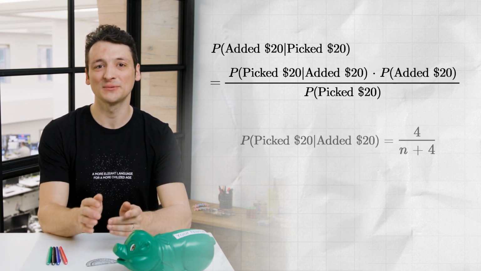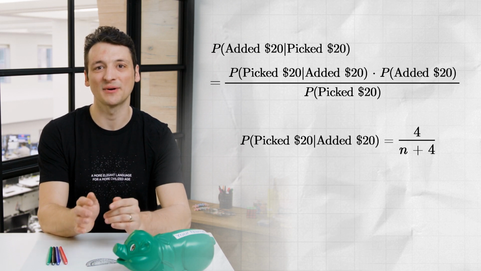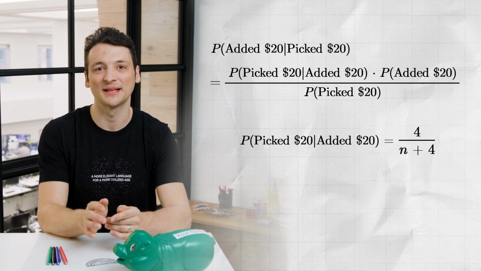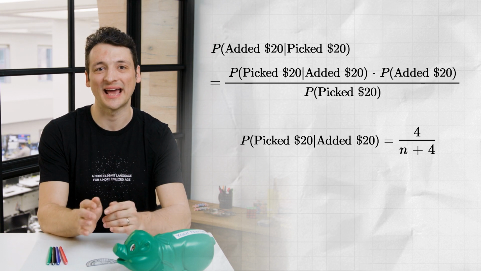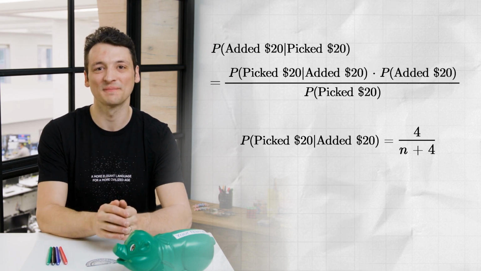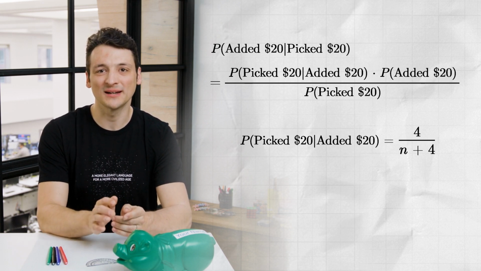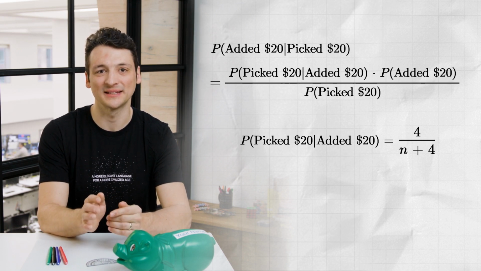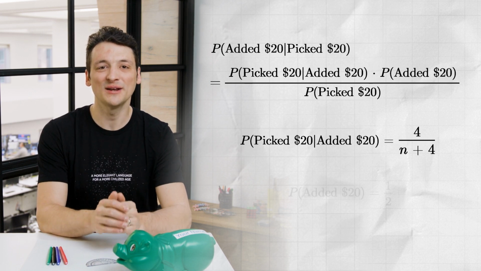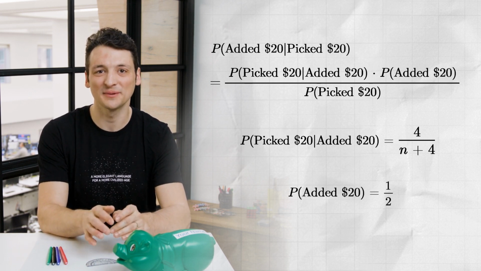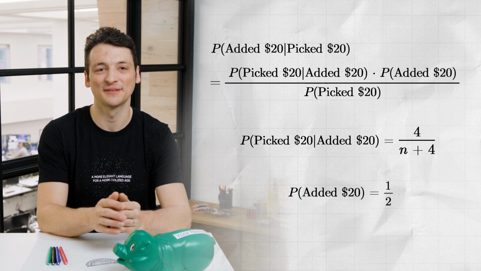The probability of picked 20 given added 20 is the probability that we drew a random bill out of the piggy bank after Grandma had added a 20 and it was a 20. So there are 4 $20 bills and n $1 bills in the bank, so the chance that a random bill picked out is a 20 is 4 over n plus 4. We know that unconditionally, the probability of added 20 is 1/2.